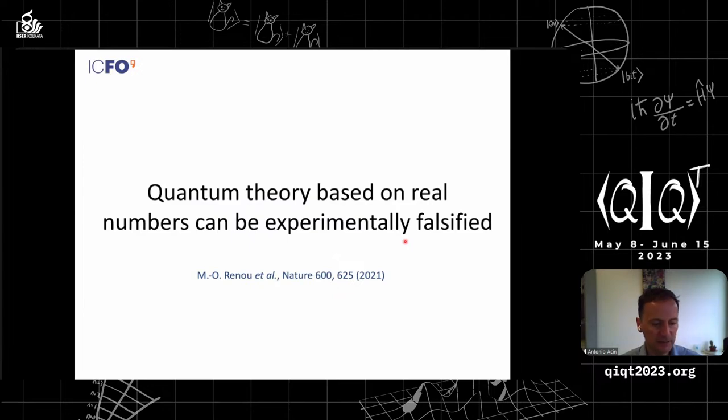Okay, so we have some techniques to understand correlations in quantum networks. Now let's make use of the tools we developed during these years. And I will tell you about two results, one for foundations and another one for quantum information theory.